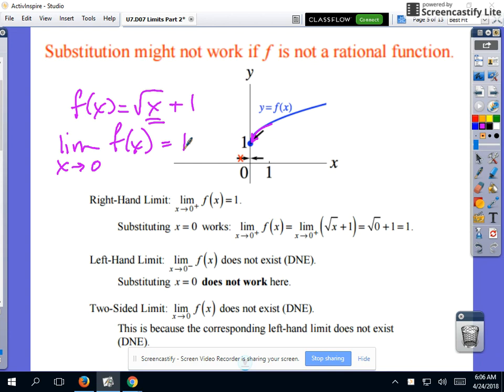So just be careful. We also talked about this in the last lesson: you cannot have a limit if there's nothing on the left side of the value. Just a little note there.